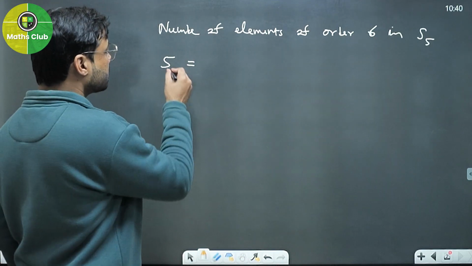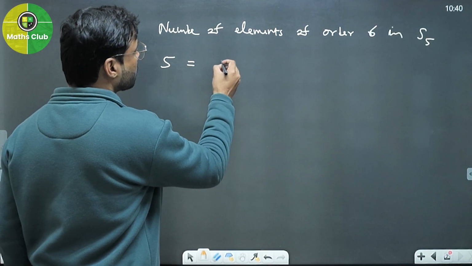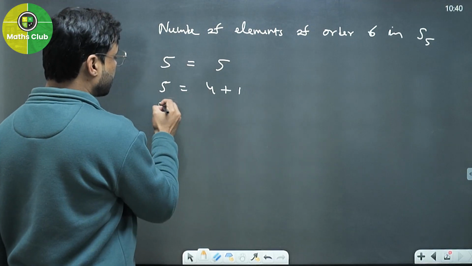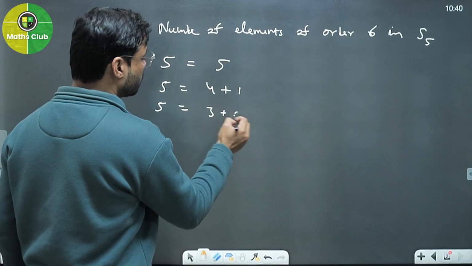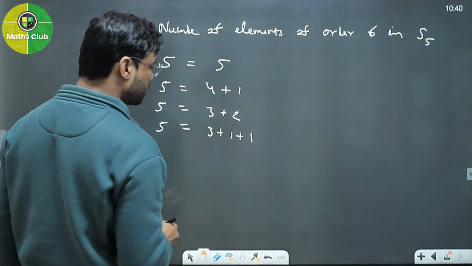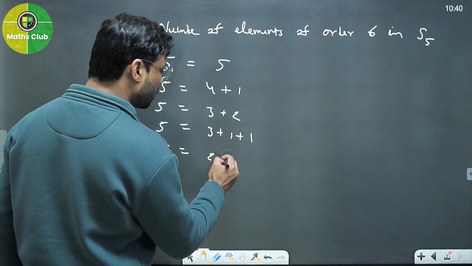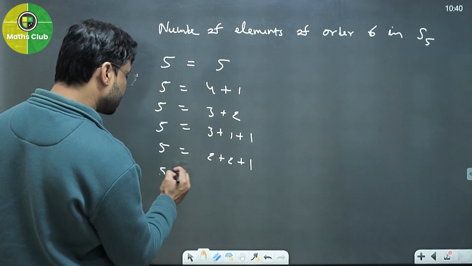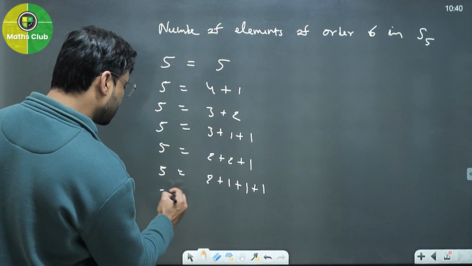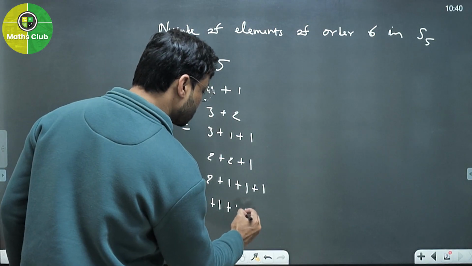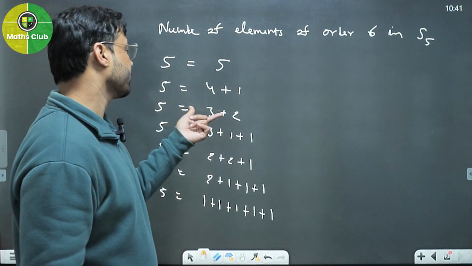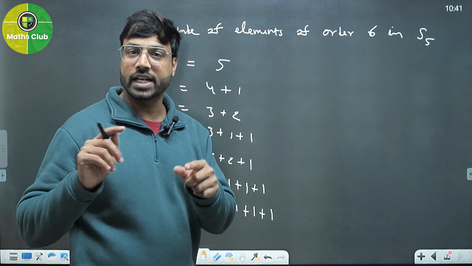The partitions of 5 can be written as 5 equal to 5. You can also write 5 equal to 4 plus 1, 5 equal to 3 plus 2, 5 equal to 3 plus 1 plus 1, 5 equal to 2 plus 2 plus 1, 5 equal to 2 plus 1 plus 1 plus 1, and 5 equal to 1 plus 1 plus 1 plus 1 plus 1. Okay, so these are the partitions of 5, and these are actually the 1, 2, 3 and k.